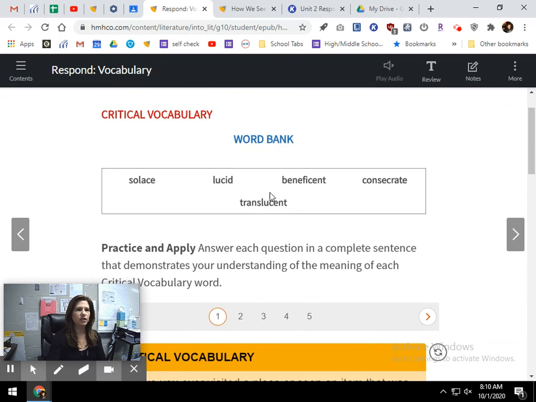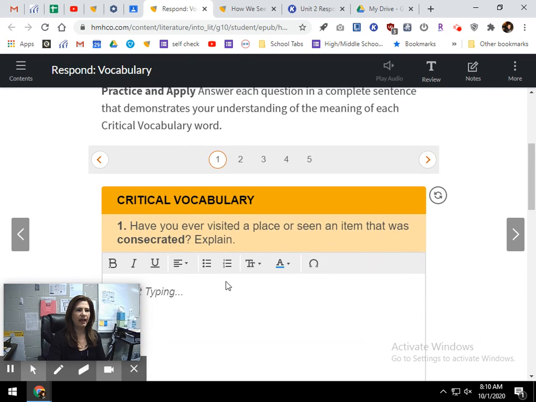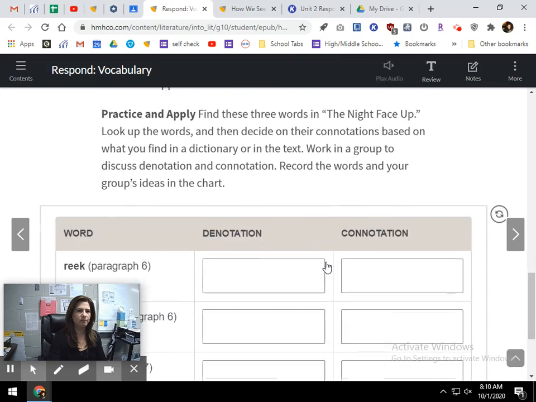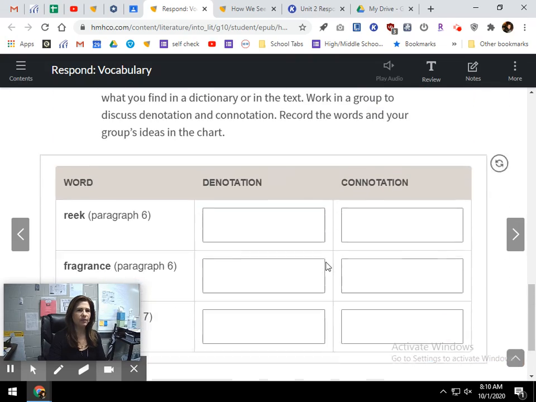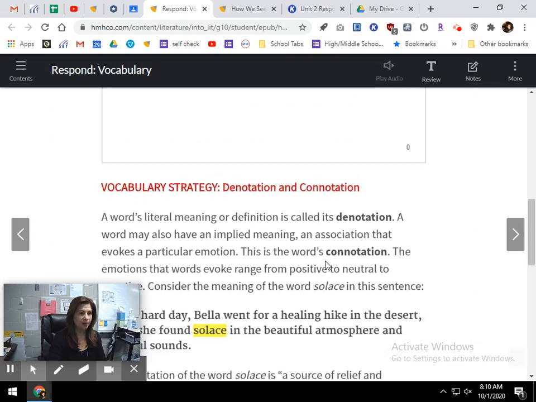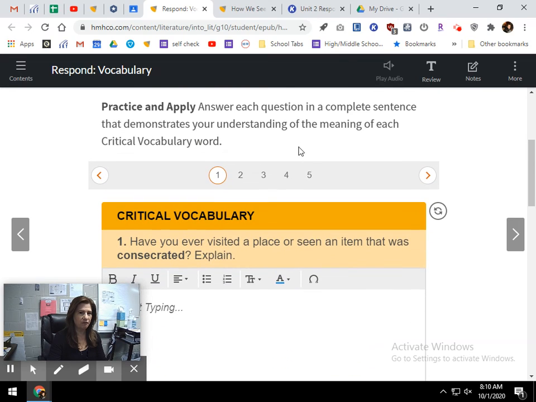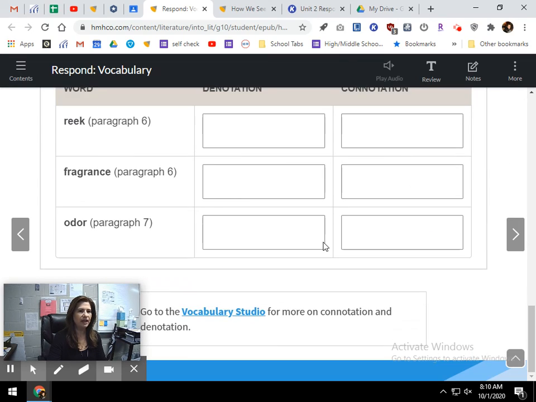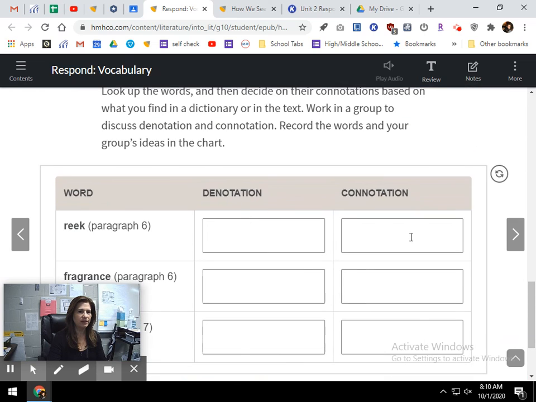Okay, so here's your critical vocabulary, and you've got some questions to answer. You've got 5 questions to answer, and I want you to do this entire page. Everybody got that? You have 5 questions to answer, and then you have some things to do down here about denotation and connotation. And that's the reason I'm pulling in a Level Up tutorial today, and it won't take you very long to do, so that you can come back and do this.